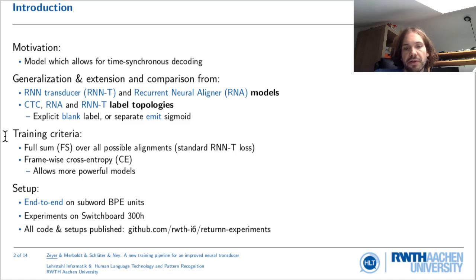We compare two training criteria. First of all, full sum over all possible alignments. This is a standard RNNT loss, and also RNA uses an approximation of that. And then we can also use frame-wise cross-entropy training. And this is important to allow for more powerful models, especially our extended model needs it. And this also has other advantages. We will come to that.